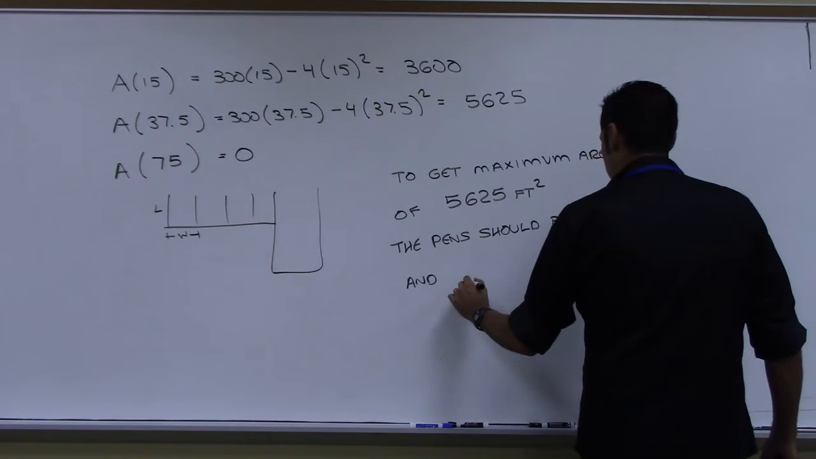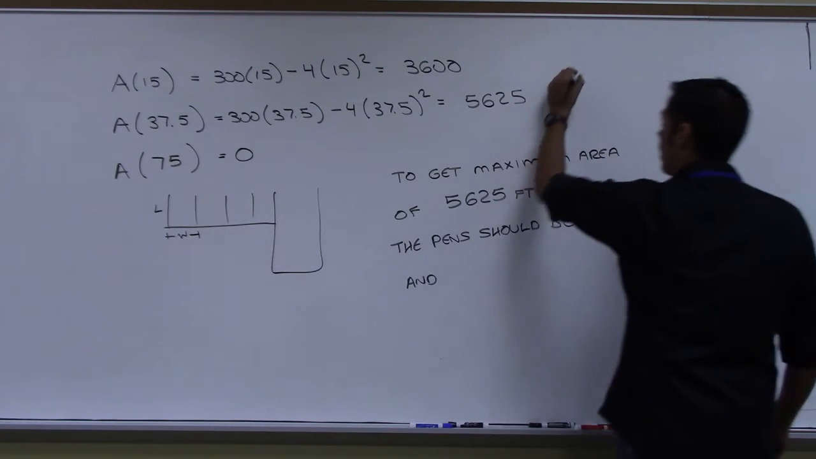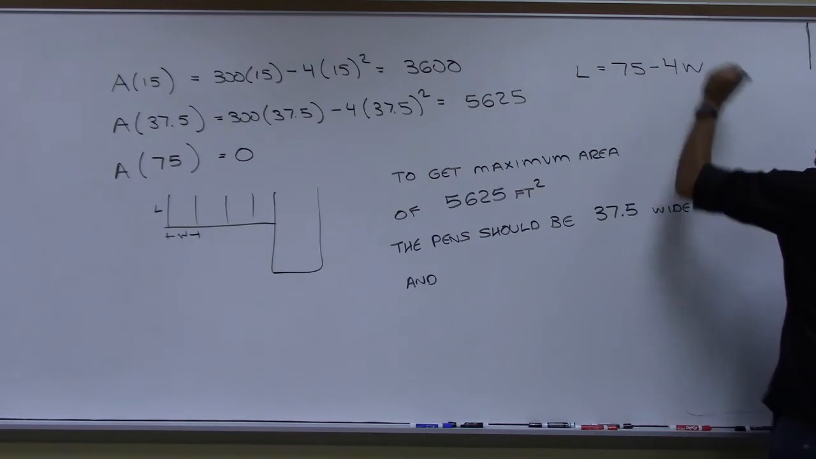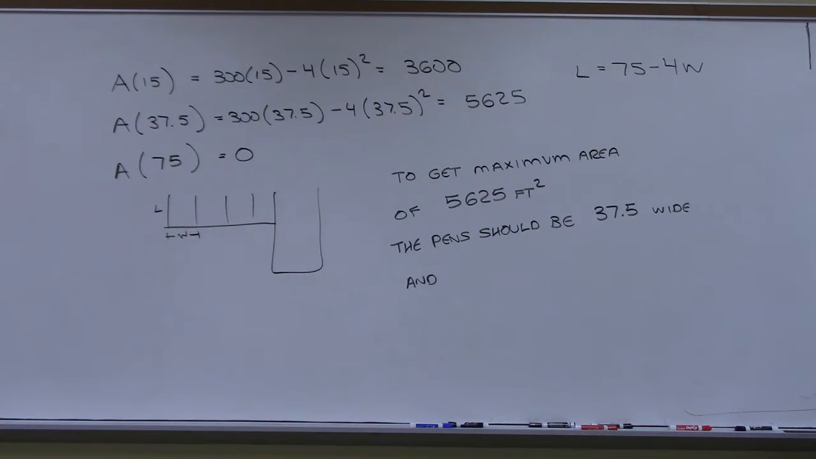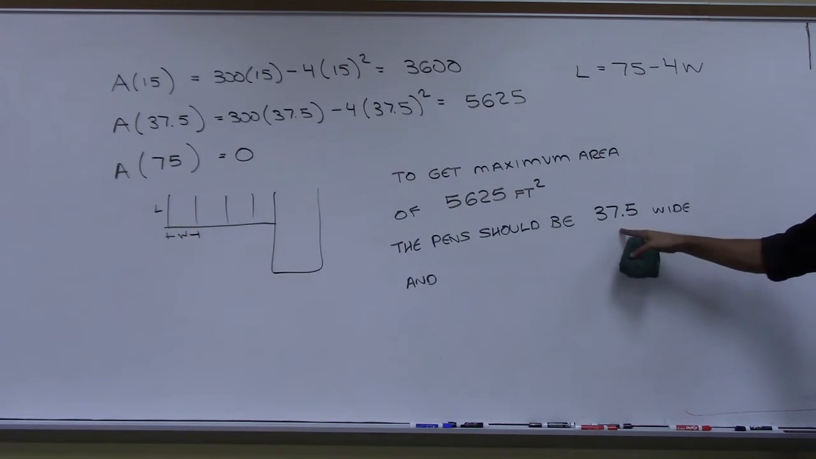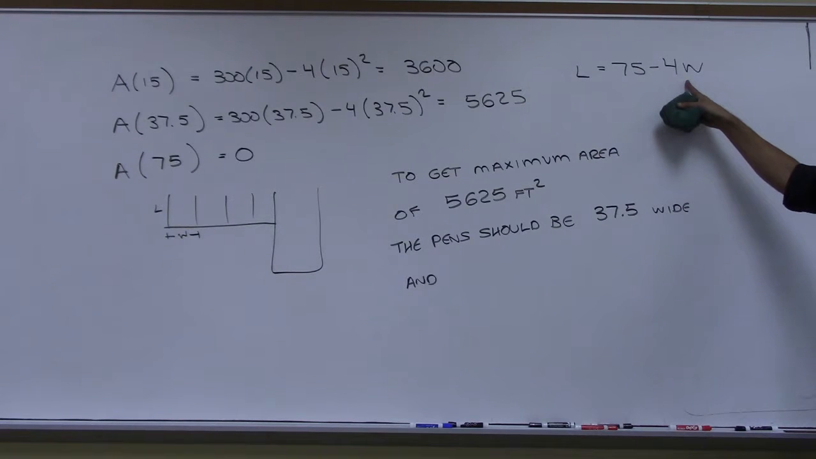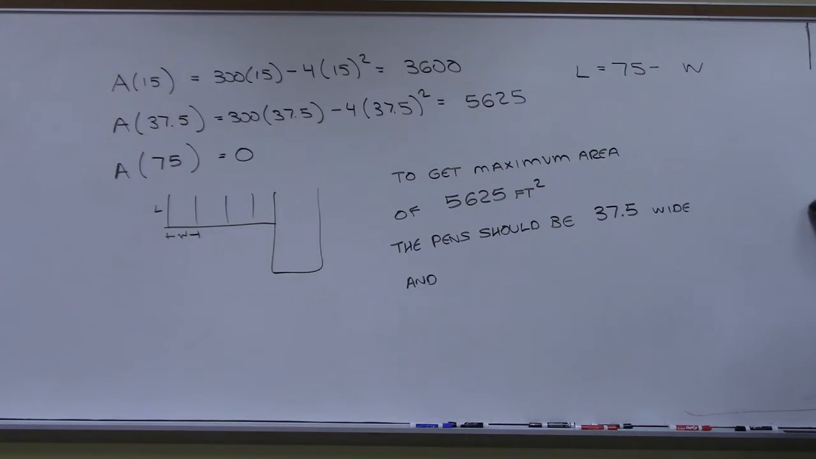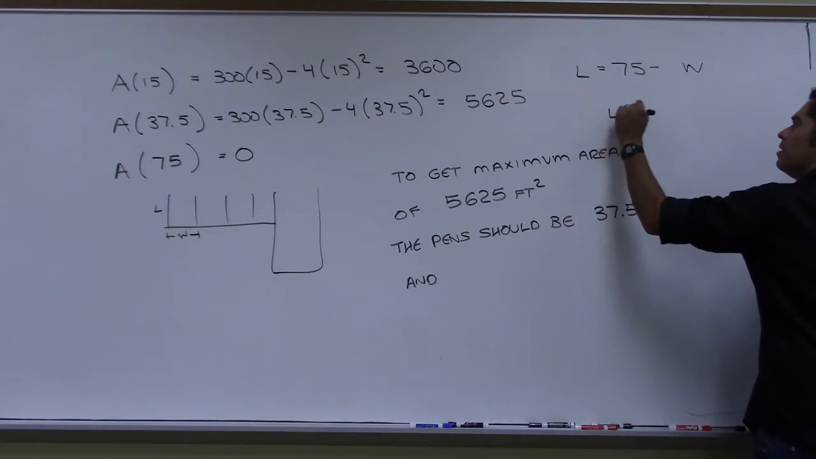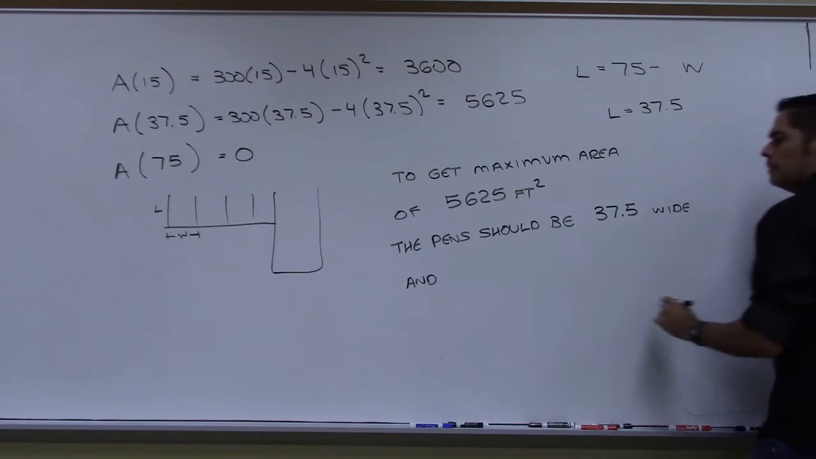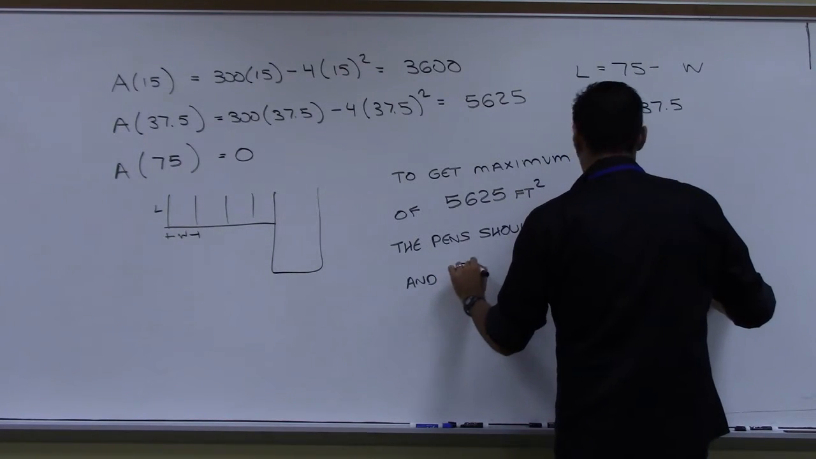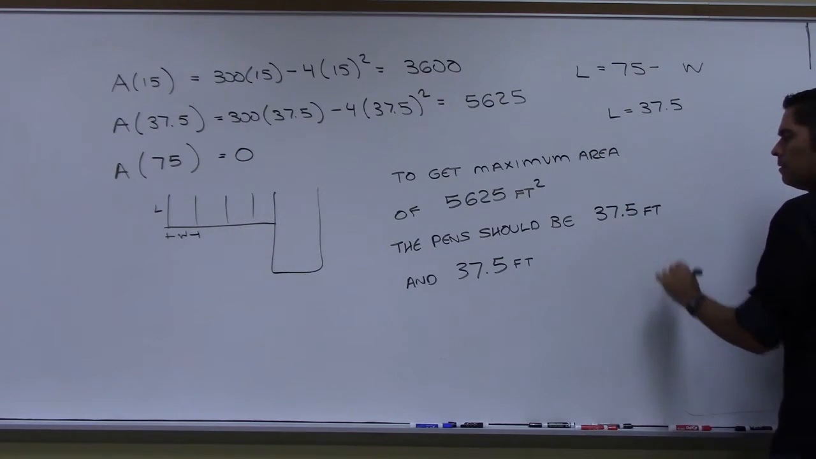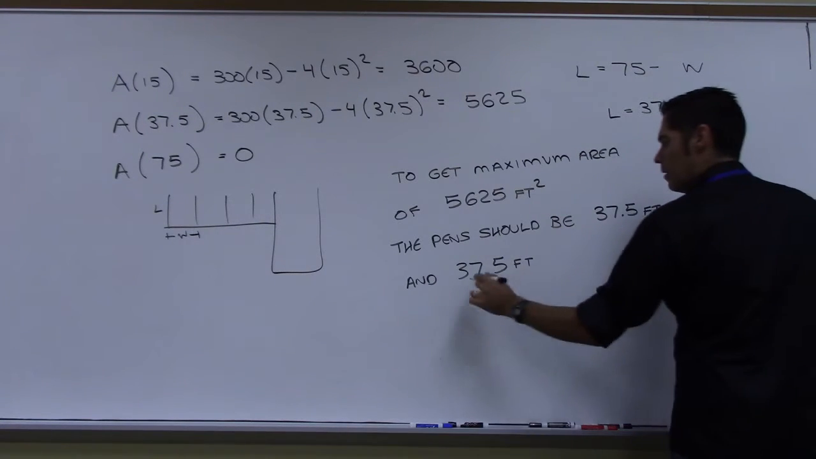So what is it, L? I'm going to write up here. L was 75 minus 4W. Is that what it was when we solved for L, right? So just plug 4 times this in here. Was that it? No, it was just W. Okay. So you plug that in here, and you get L is the same thing, 37.5.